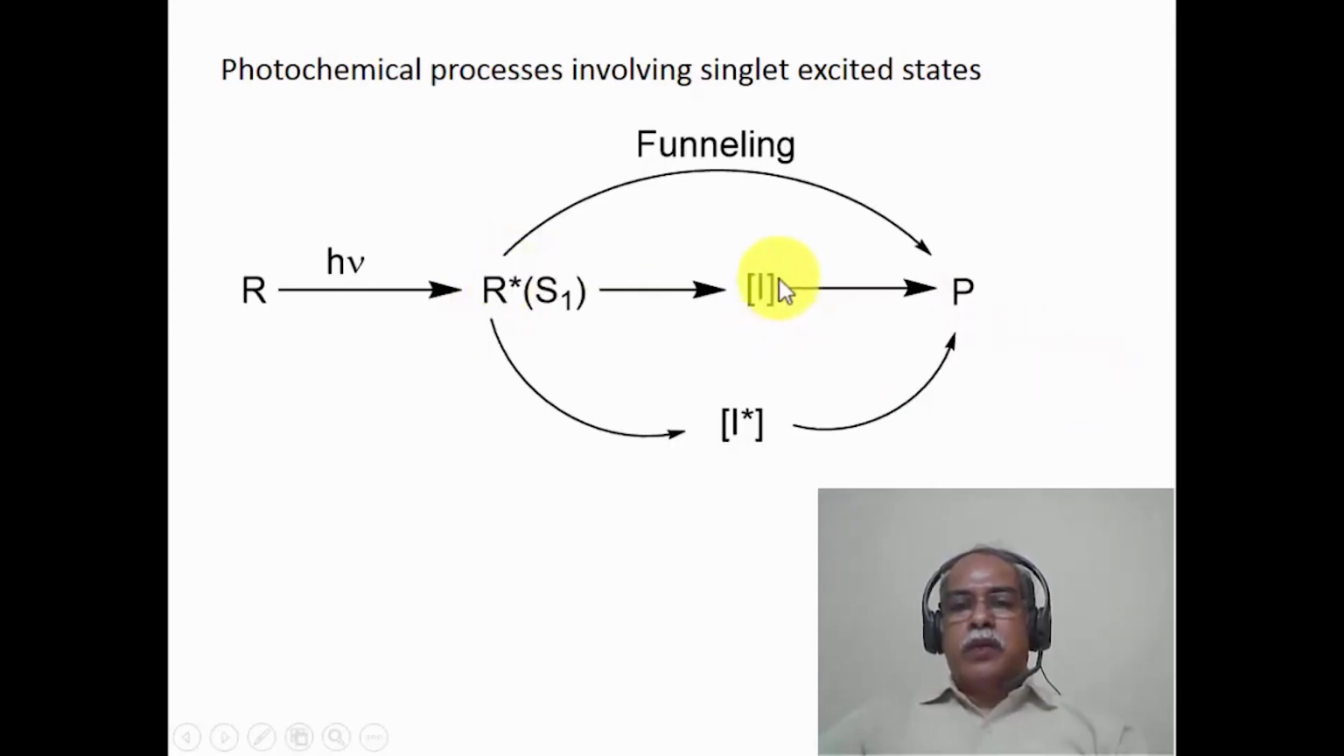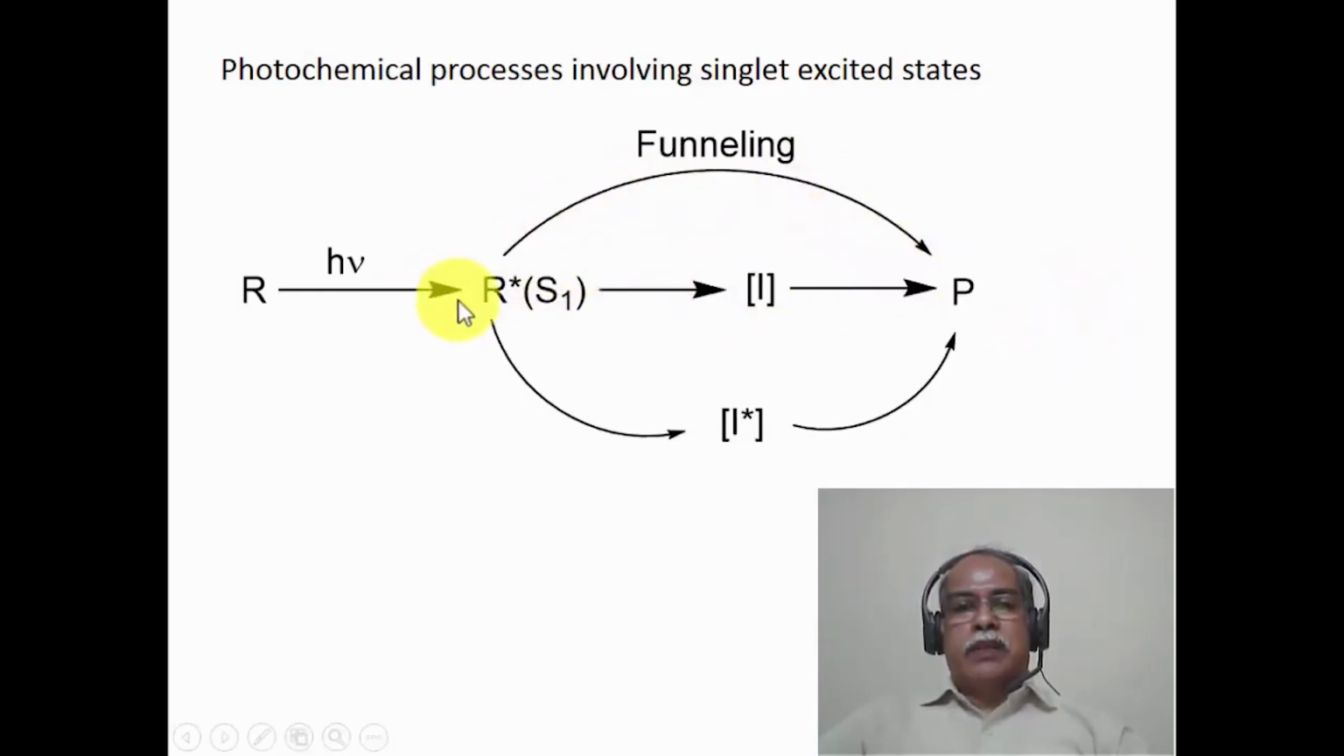Now, without going through an intermediate, there can be a funneling process, where the Franck-Condon minimum of the reactant molecule, in other words, the lowest energy point of the reactant potential energy surface, touches or crosses the product potential energy surface, thereby converting the reactive intermediate to the product. This is a funneling process, which is essentially equivalent to a concerted process, because no reactive intermediates are formed in this particular step.